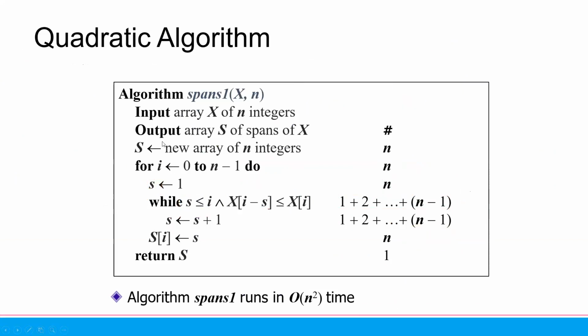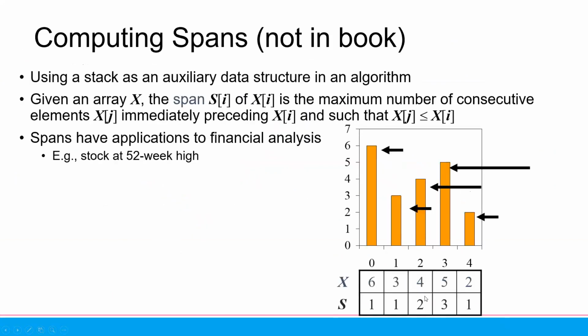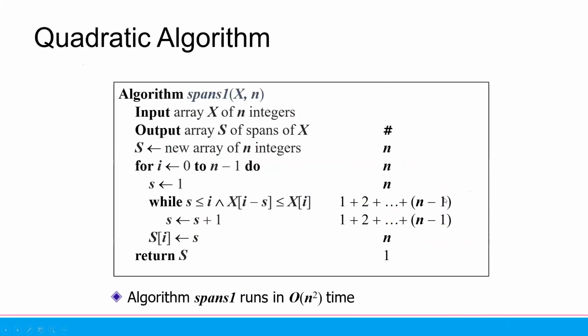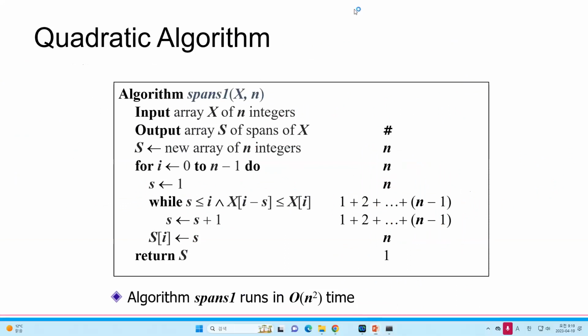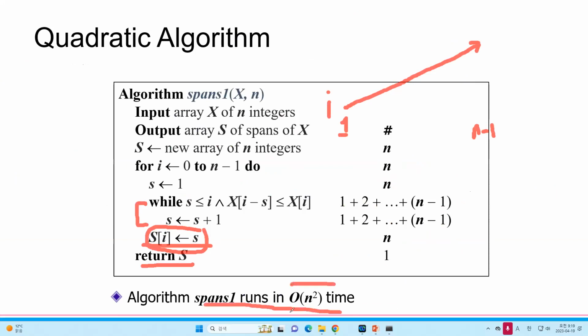Of course you can say there will be only 3 cases, or only 1 case. Yes, that's possible. But for the worst case analysis, let's say the price is rising. Then from 1 until n minus 1, it will be looping every time. After we finish with this loop, we just assign s into the span, or si. So we get the s. So span1 runs in n to the power of 2.